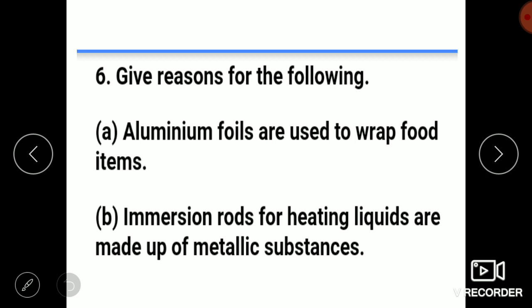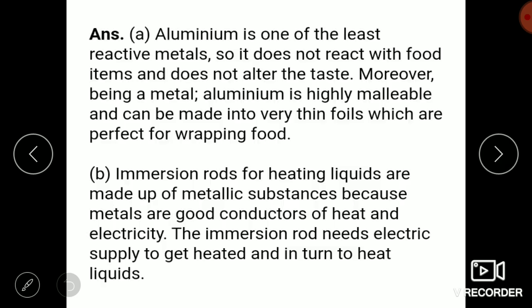Then next question, aluminum foils are used to wrap food. You have to give reason. The second question is saying immersion rods for heating liquids are made up of metallic substance. Now, let's come to the first question, 6a. Why are aluminum foils used to wrap food items?